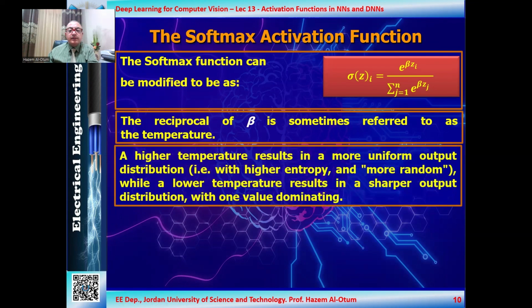What is the effect of this beta? Usually when you pick high values for the temperature, this will give you a more uniform output distribution, which means that you have higher entropy and more random outputs. While when you take lower temperature values, this will result in a sharper output distribution with one value dominating. So it depends on your task, on the objective of your system or network.